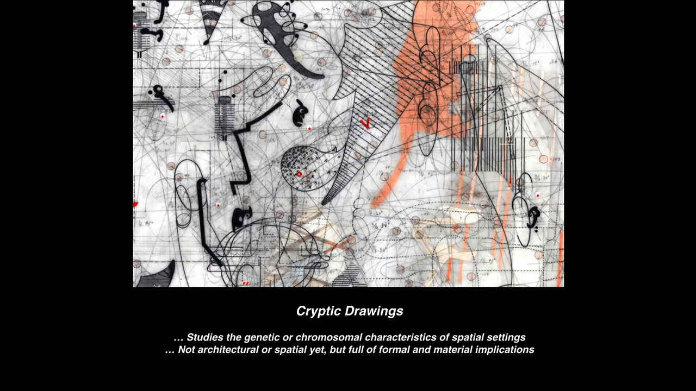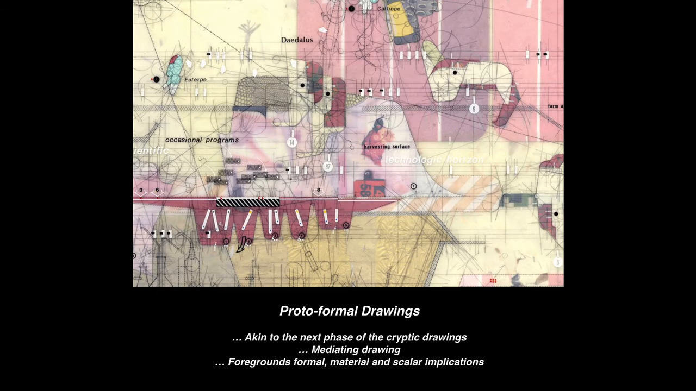Then there are things called cryptic drawings. They're essentially genetic or chromosomal drawings that I make, so they're not formal or material, but they have embedded or locked in them the genetic makeup of something. And then there are proto-formal drawings, which come before form and before material, but beyond cryptic or glyphic drawings: things that begin to anticipate formal and material makeup, but are not there yet.